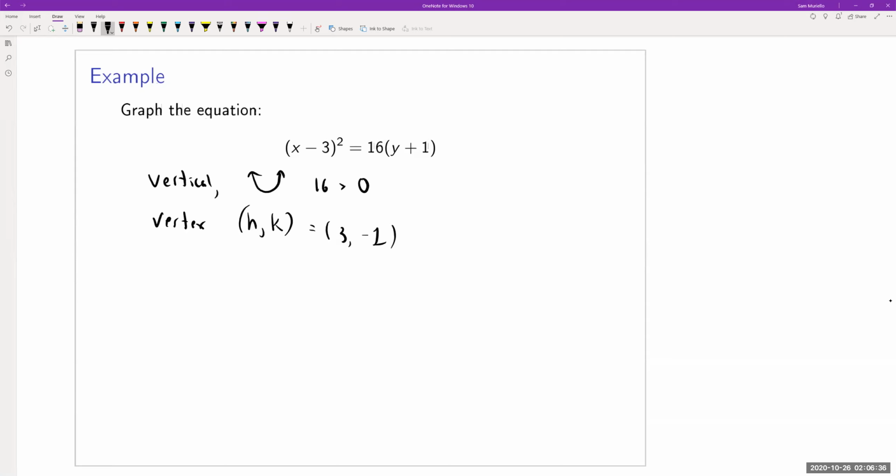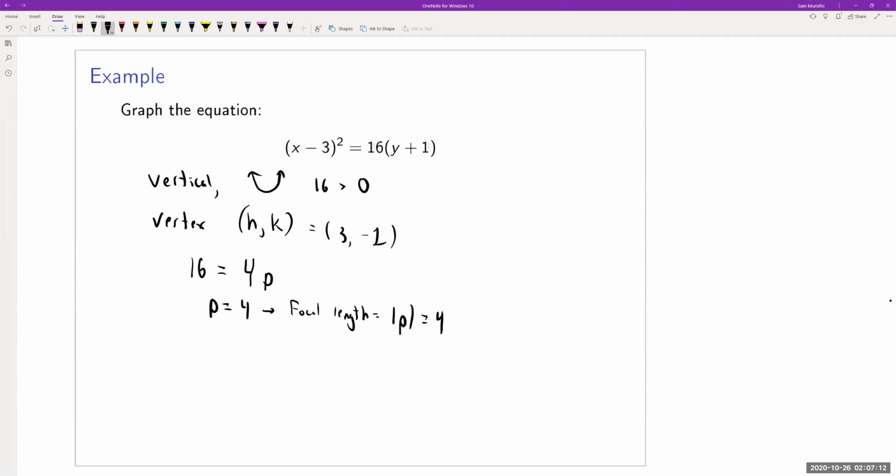Next, we will be looking at this p. 16 is equal to 4p. So that means p is equal to 4. No, sorry, the focal length is in terms of p. So this is p, and that means p equals 4. So that means that the focal length is equal to the absolute value of p. This is where the absolute value comes in, is equal to 4.